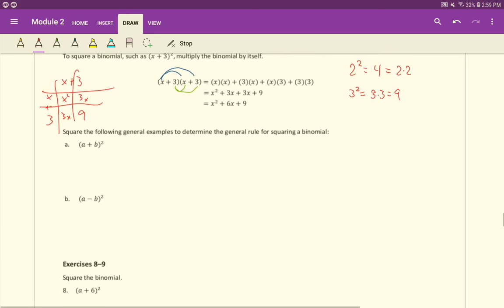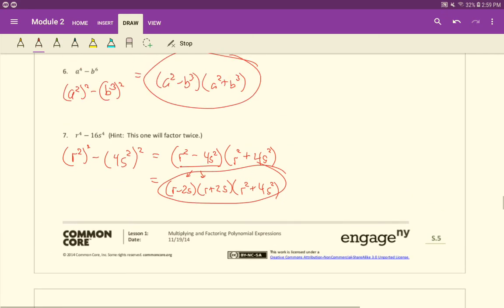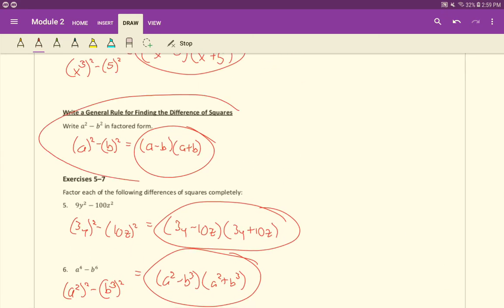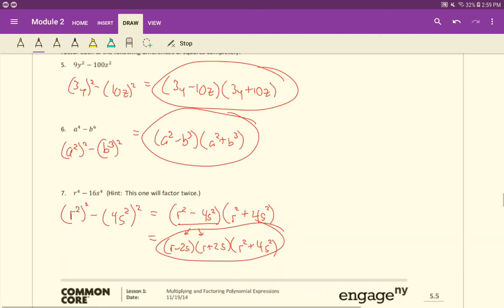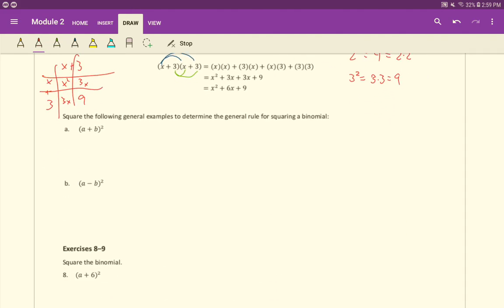Okay, so let's take a look at some examples here. And so they want us to square using just a and b to determine this general rule. So remember that we came up with a general rule for factoring a difference of squares. In this case, we're going to come up with a general rule for squaring a binomial. So a plus b quantity squared will be a plus b times a plus b. Okay, a minus b squared will be a minus b times a minus b. Go ahead and pause the video and multiply these two things out and combine like terms, and multiply these two things out and combine like terms.